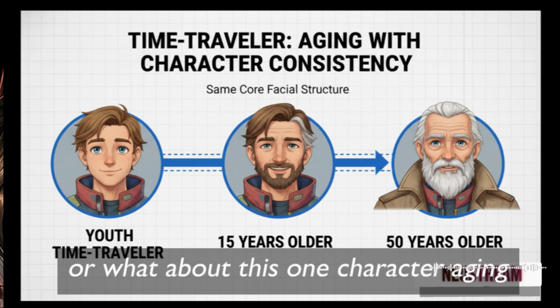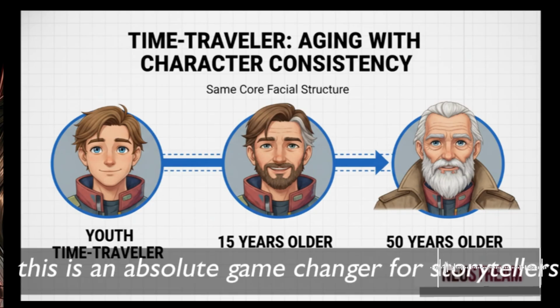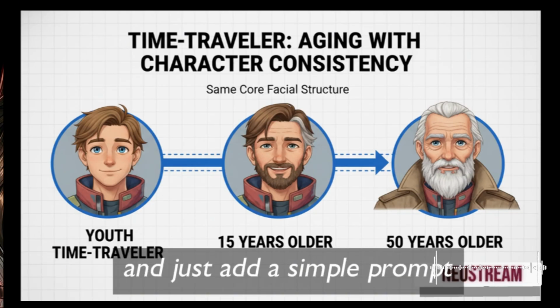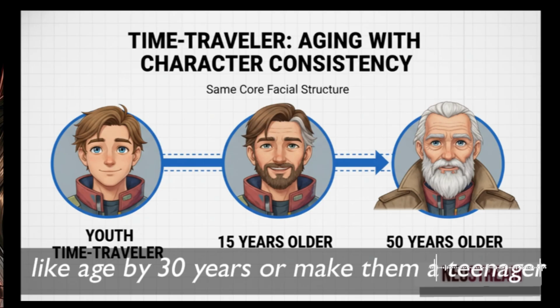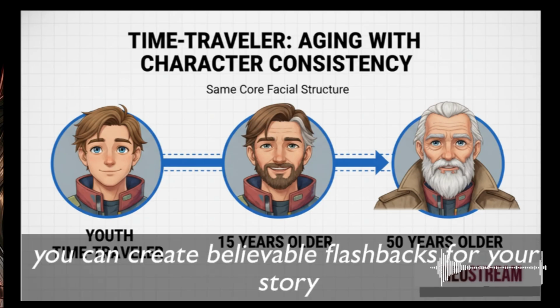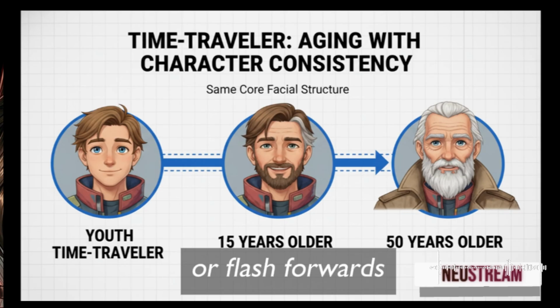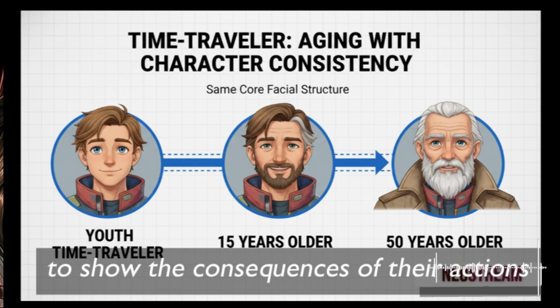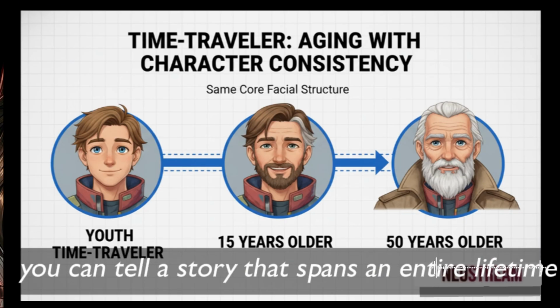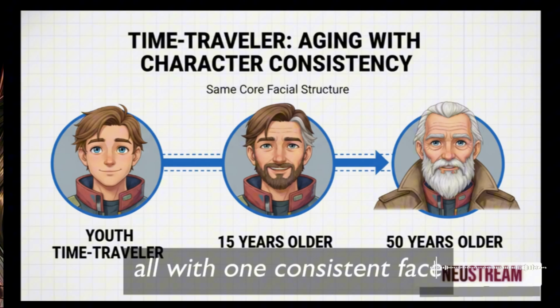Or what about this one? Character aging. I mean, this is an absolute game changer for storytellers. You can take your character sheet and just add a simple prompt like age by 30 years or make them a teenager. All of a sudden, you can create believable flashbacks for your story or flash forwards to show the consequences of their actions. You can tell a story that spans an entire lifetime, all with one consistent face.